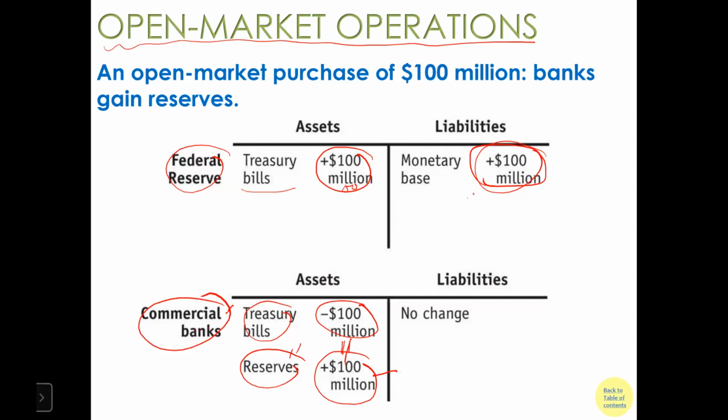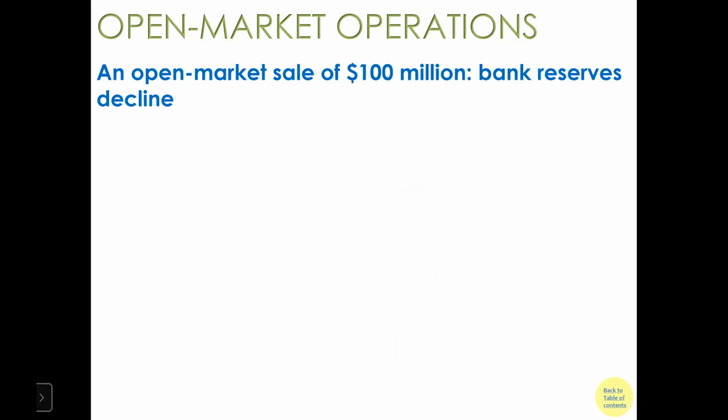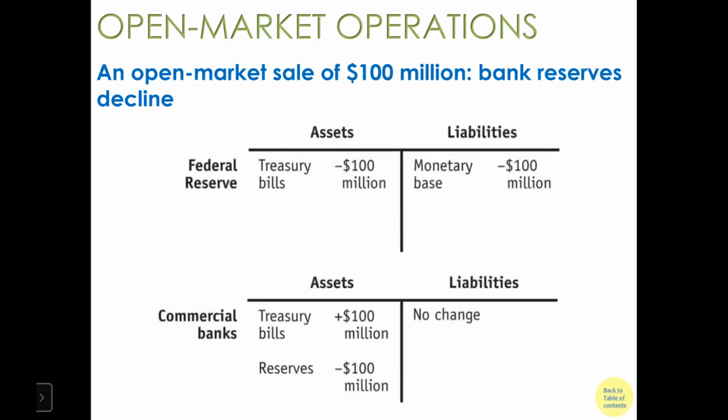This is called open market operation. Now to finish this part, we can look at the opposite. The central bank can sell treasury bills, so now their treasury bills decrease. And the commercial bank, whoever purchased these treasury bills, has 100 million of additional treasury bills. How are they going to pay for them? They're going to use their reserve, which is their deposit in the central bank, to pay for these treasury bills.